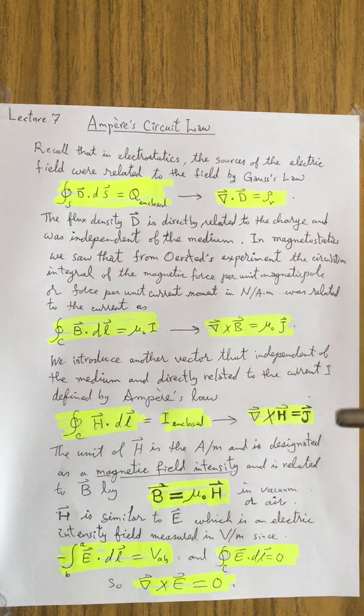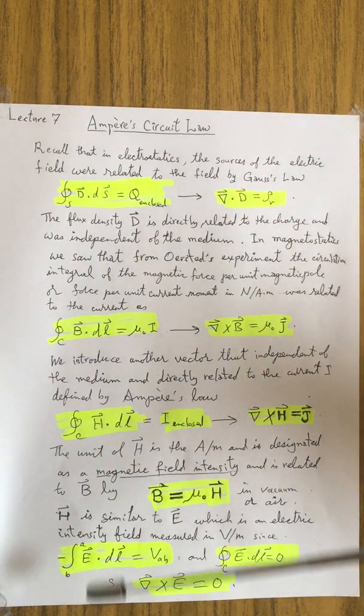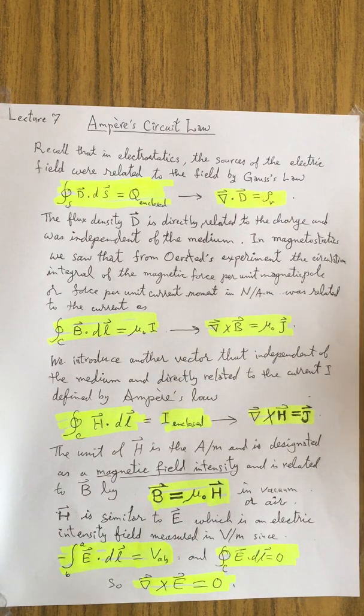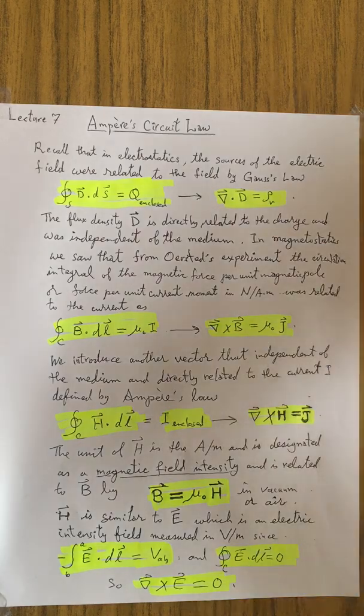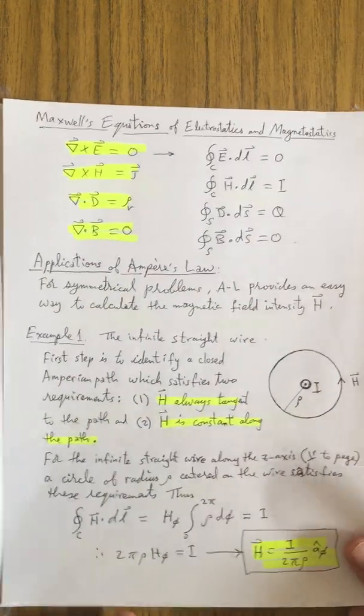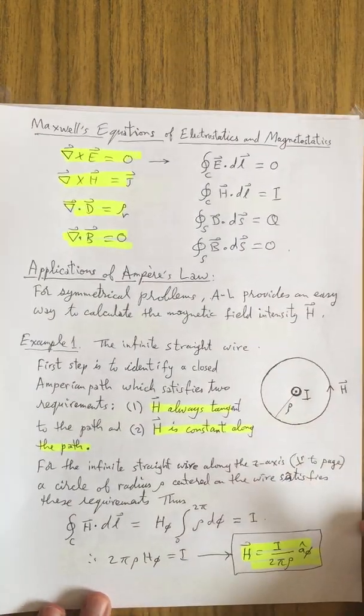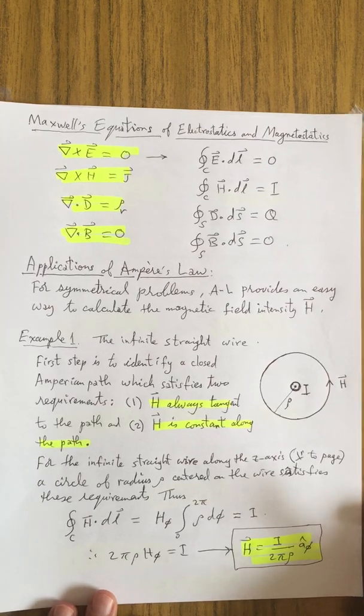And this is similar to E, which was the line integral of E dot dl equal to V_AB, which is the potential difference between points A and B, which gave us the curl of E equal to 0. So let us summarize Maxwell's equations for electrostatics and magnetostatics up to this point.